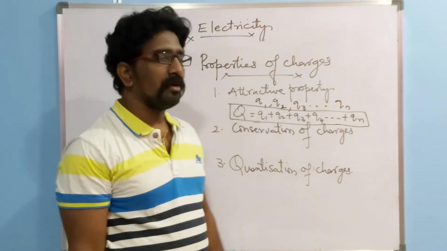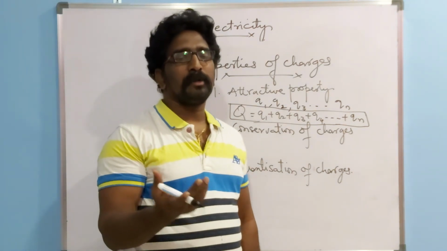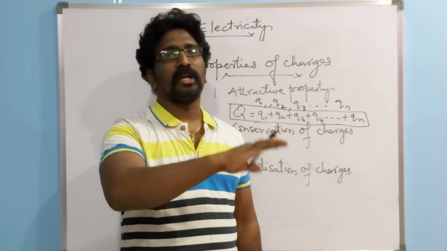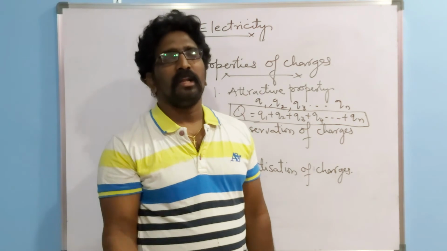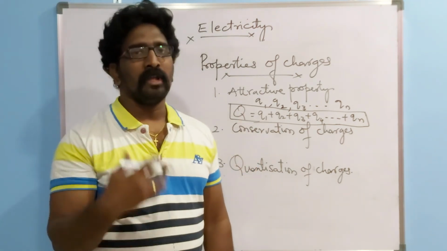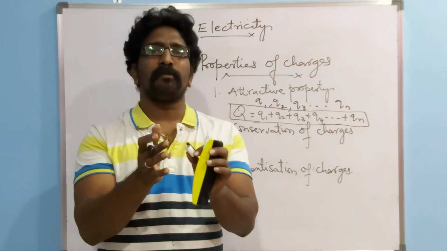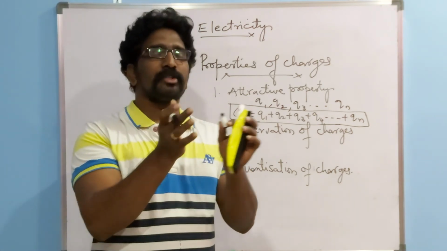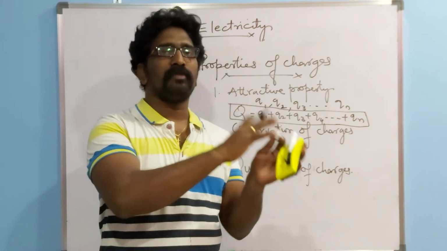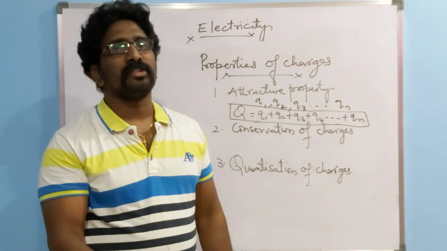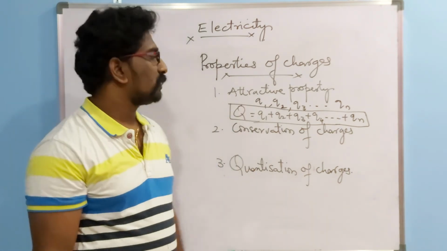What is conservation of charges? Conservation is nothing but maintaining the same amount of charge before and after a process. It means that neither can a charge be created nor destroyed. Once a process has taken place, if the system has an equal amount of charge before and after the process, we say the charge is conserved. So that is called conservation of charges.